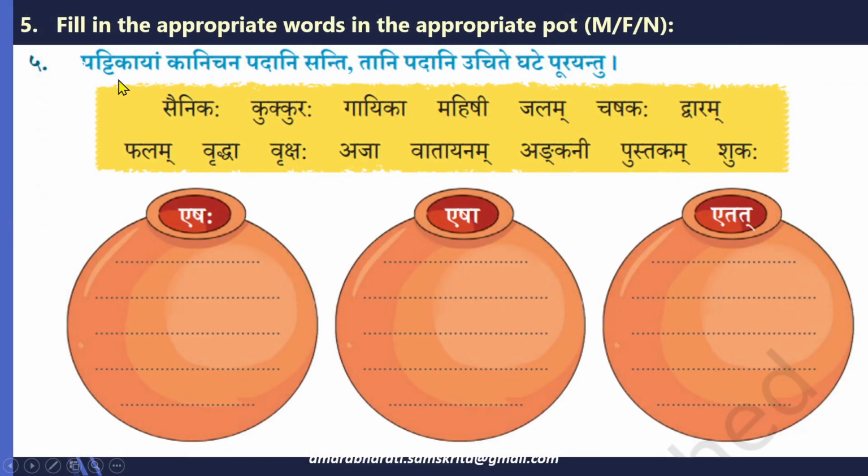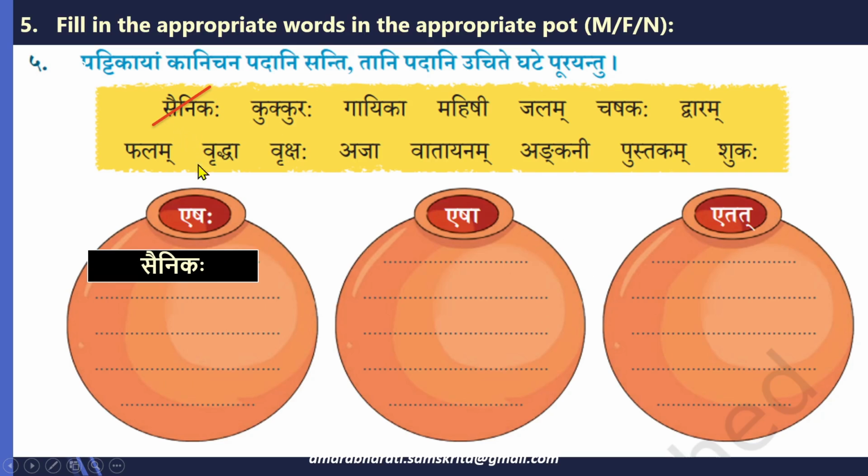Next. Pattikayam kanichana padani santi means in the box, in the yellow color box, there are some words. Tani padani uchite ghate purayantu. Fill in the appropriate words in the appropriate part. So what have they given? Eshah, Eshaa, and Etat, which is masculine, feminine, and neuter. So we have to fill in the masculine words in this part, the feminine words in this part, and the neuter words in this part. So we'll also do the same thing here.